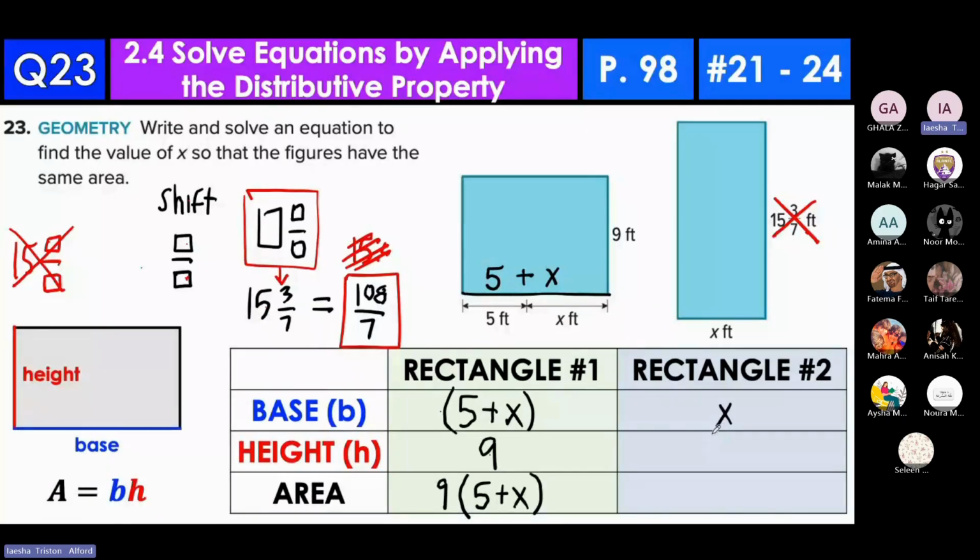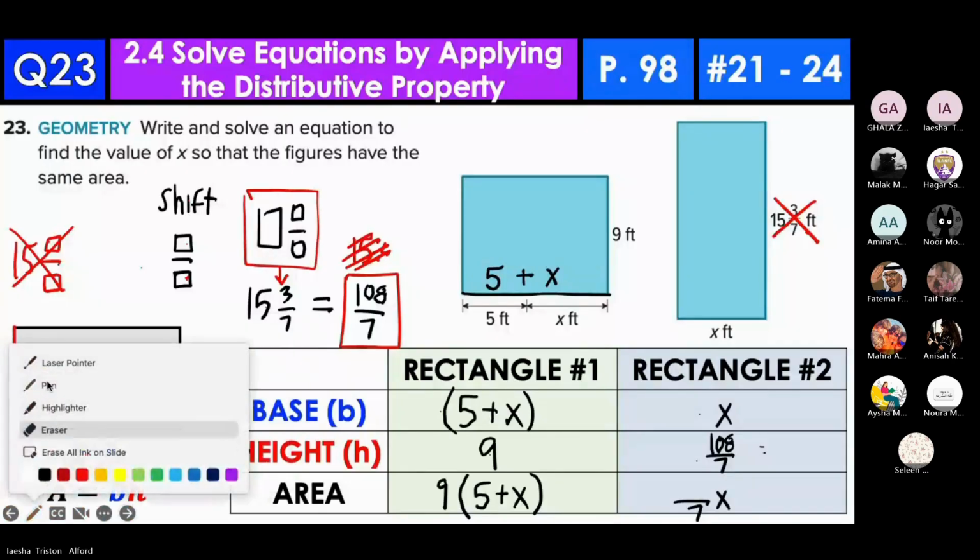So the height, we're going to use 108 over 7. How do we find area? Base times height. 108 over 7 times x. Everybody okay how to do the mixed number? Yes. All right.